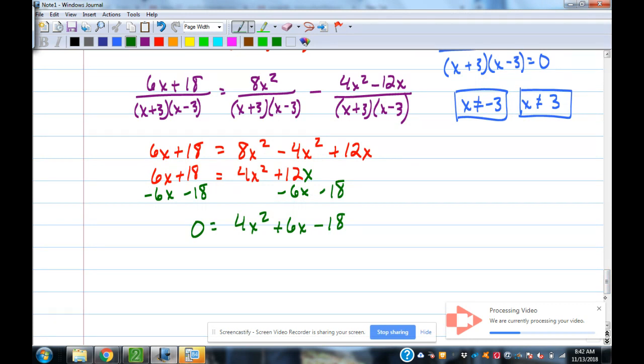What's everything divisible by? 2. At this step right here, I'm just going to divide everybody by 2 because I see that everything's even. So if I divide everybody by 2, technically the 0 as well, that's going to be 2x squared plus 3x minus 9.